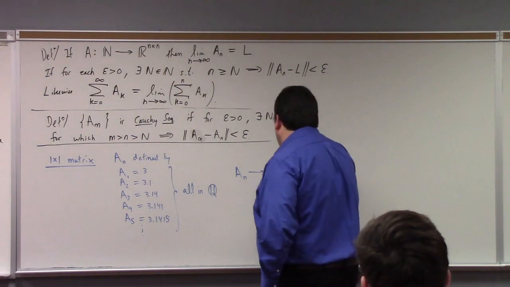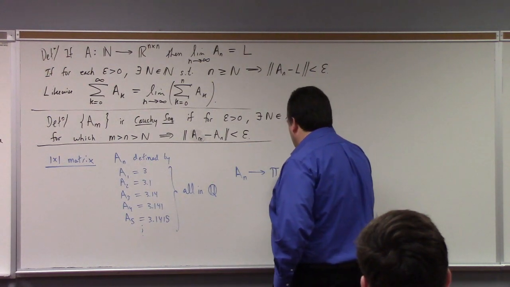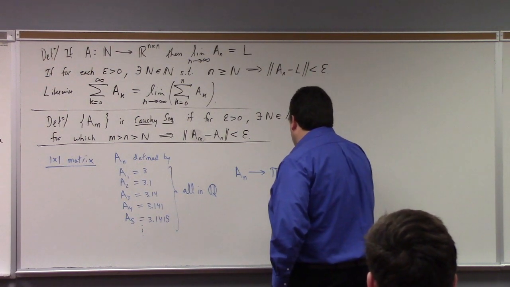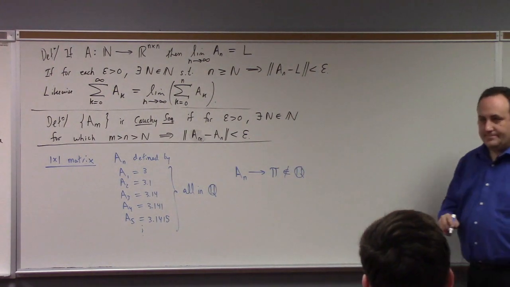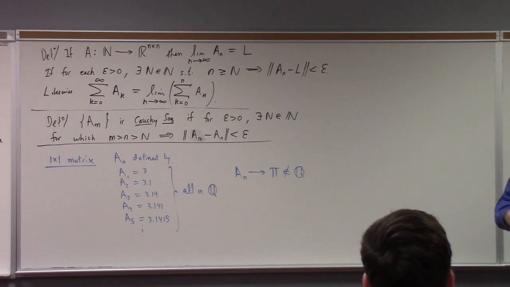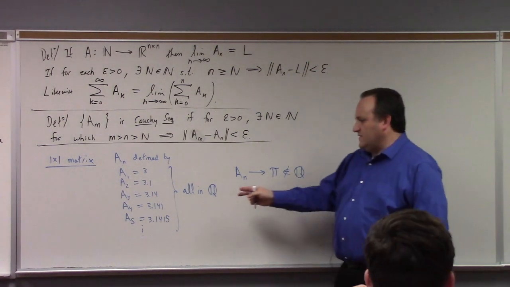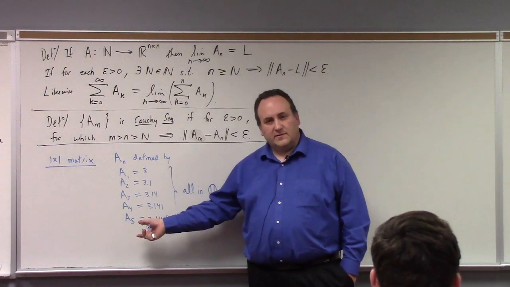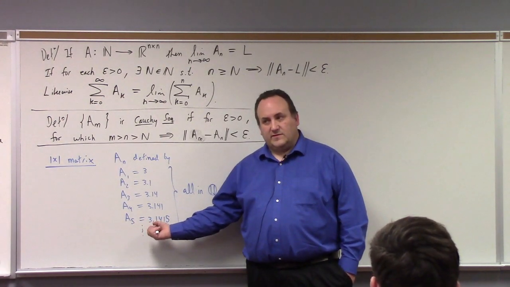Is pi a rational number? The answer is no. Pi is not a rational number. Don't ask me to prove that, but we can prove that pi is not a rational number. So here we have a sequence of rational numbers. It's a Cauchy sequence, by the way. Can you see that this is a Cauchy sequence? As you go on out, the difference between two subsequent terms gets smaller and smaller and smaller.